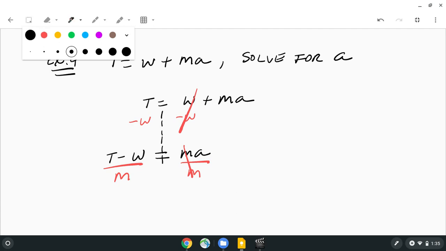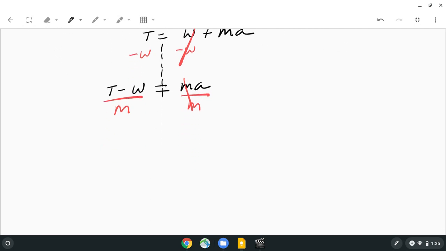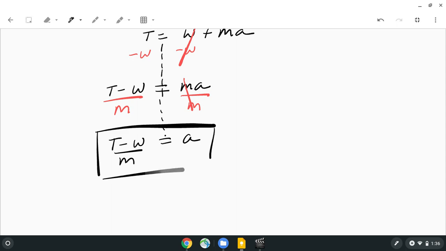And that's your goal. Whatever it is that you're trying to solve for, you're just trying to get it by itself. And we get the A by itself on the right-hand side. And again, we don't have any numbers, so we can't actually do the subtraction or the division. So we just leave it as T minus W divided by M. Very good.